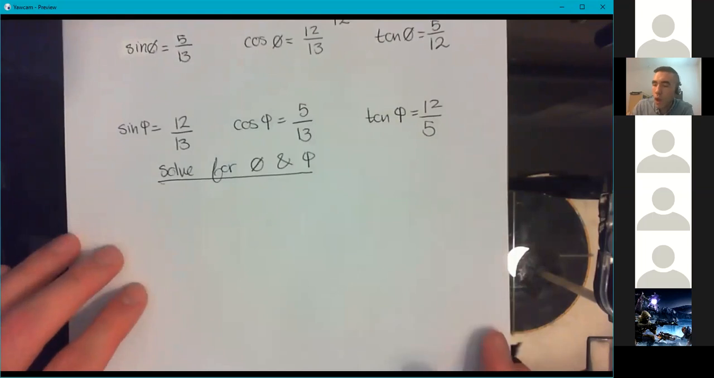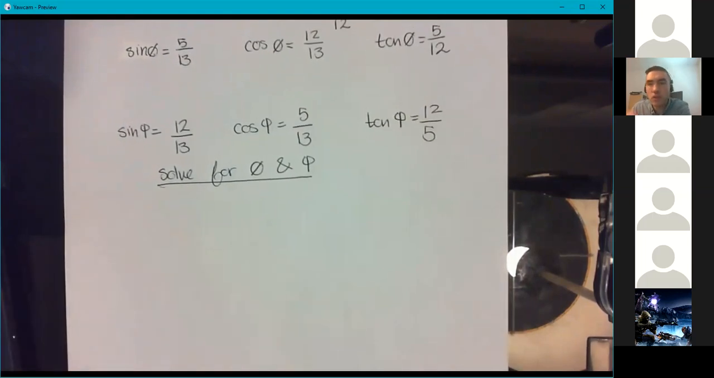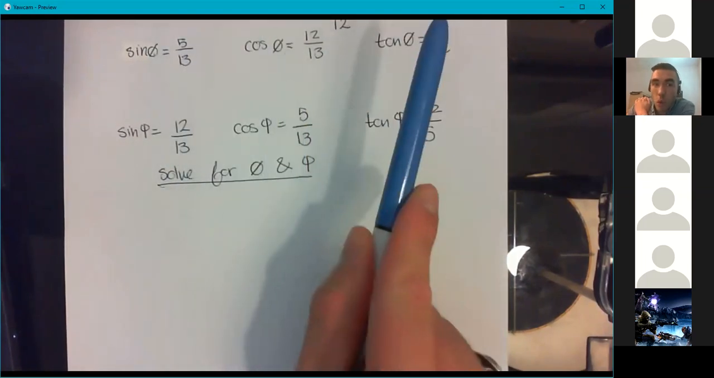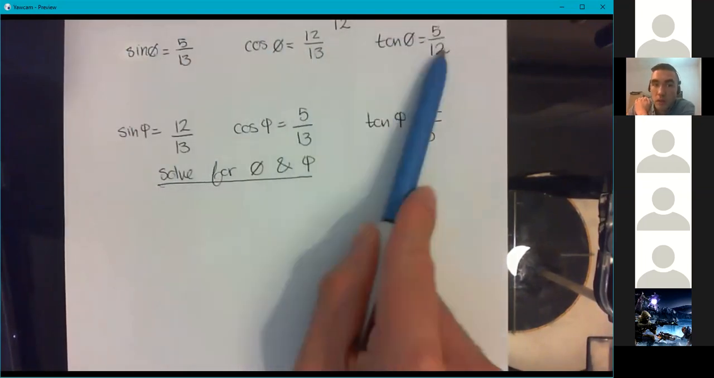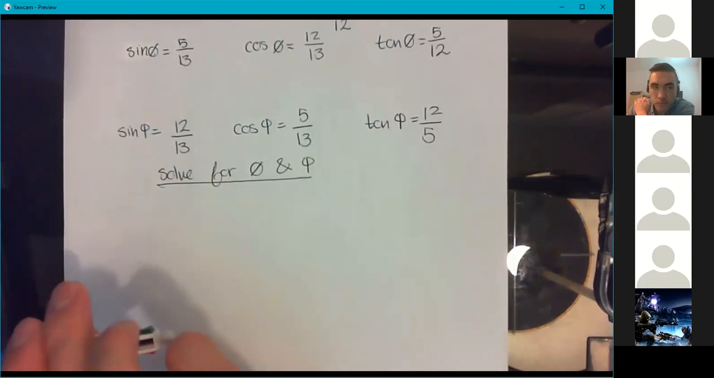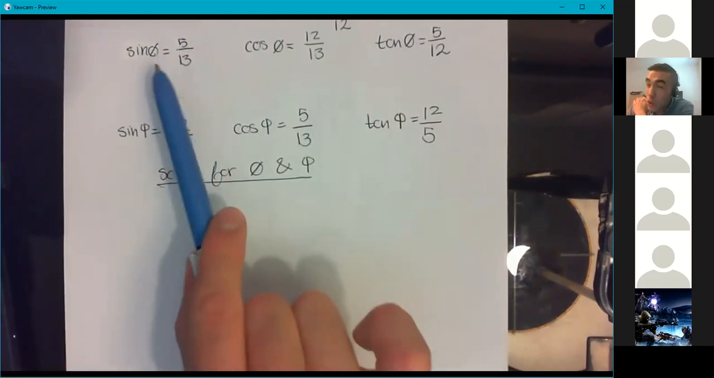Sine? We could use sine and it would give us the correct answer, but do we have to use it? No. We could use every single thing. It doesn't matter which one we use. You can use sine or cosine or tangent. Any one of these three will give you the exact same answer. And now, let's go ahead and do it.